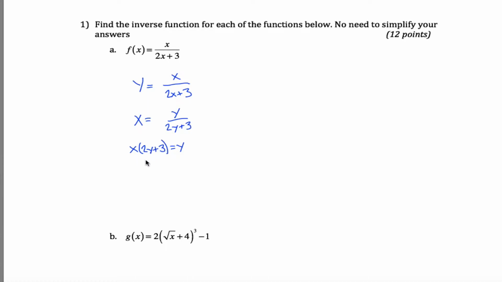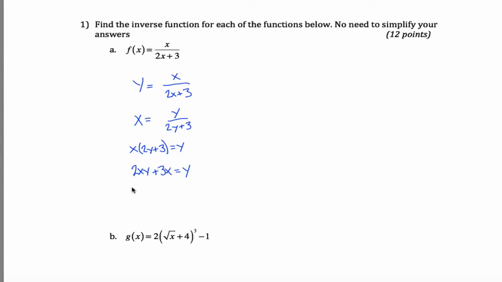The reason this is preferable to this up here is what I can now do is collect all the terms that have a y in them on one side of the equation. So move all the terms that have a y in them on the left and the ones without a y on the right, if you want left and right. But it's a little bit hard to do with these parentheses. So okay, get rid of the parentheses by distributing that x through the parentheses. 2xy plus 3x is equal to y.